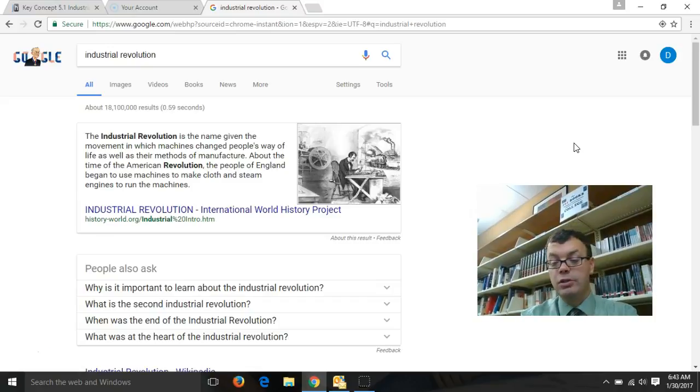So this happens about the time of the American Revolution, so about the 1770s in England, and this is when they start to use machines to make cloth and steam, and this really starts because of the discovery of coal. This is incredibly historically significant. This is one of the biggest changes in human history since the Neolithic Revolution.